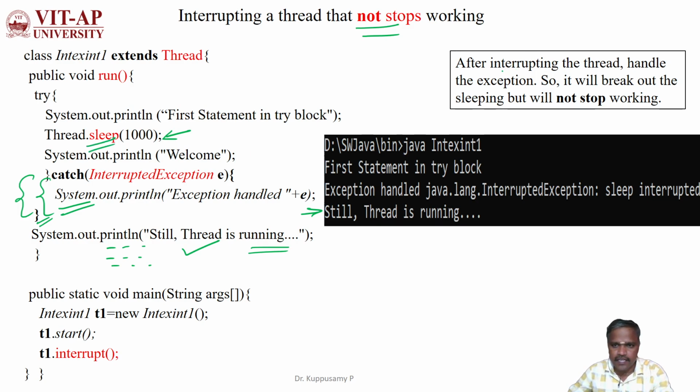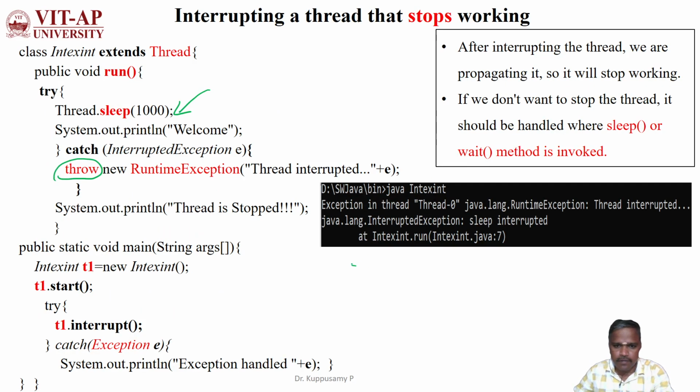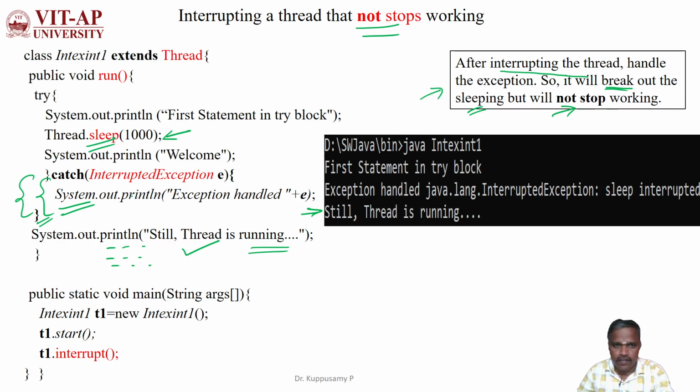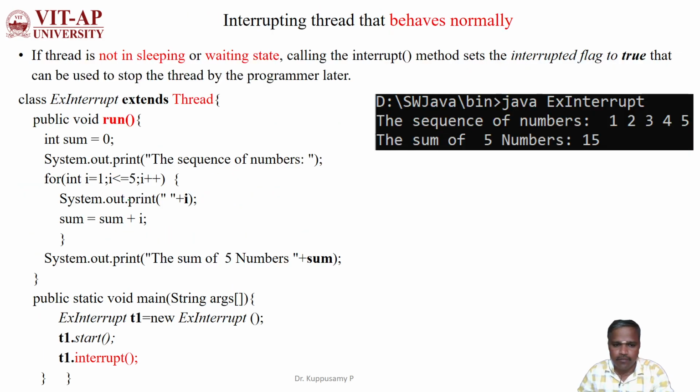So that's what we are saying. After interrupting the thread, it is handling the exception. So it will break the sleeping thread out into the active state, but here it will not stop the process. But in the previous program it stopped the execution. You look at that, sleep is interrupted, right? The program also stopped, because we are throwing the exception without handling it. So we can either stop the program or continue without stopping it.